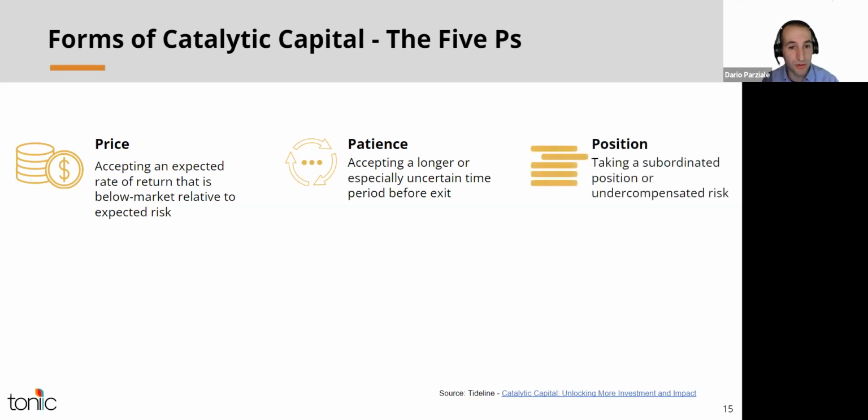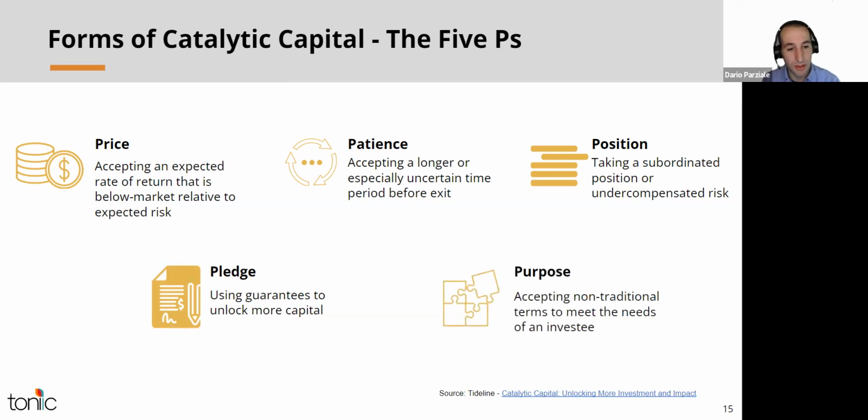Patience: accepting a longer or especially uncertain time before an exit. Position: when junior investors are not compensated for their additional risk. For instance, junior investors that receive the same or even lower interest rate than senior investors while taking a first loss position. This is done in order to unlock additional capital. Pledge: using guarantees to unlock more capital or securing somebody else's investment. Purpose: when an investor accepts non-traditional terms to meet the needs of an investee, for example, unconventional or no collateral, self-liquidating structures, smaller investment sizes, higher transaction costs, and so on.